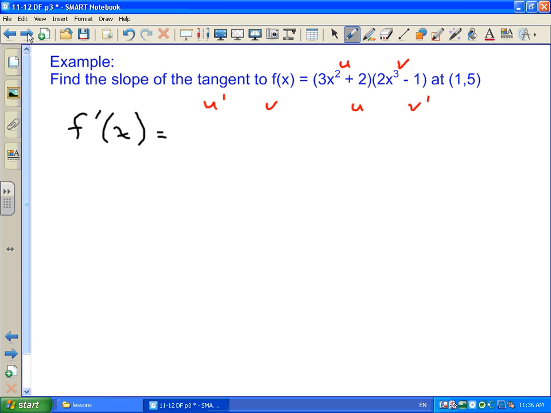Okay, so what's u primed going to be here? Let's bring this down. We get 6x. V, I can just copy over here. It's going to be 2x cubed minus 1. And then I want to add, well, let's keep u the same, 3x squared plus 2. And I want to multiply it by v primed. So what is v primed here? Let's see. We bring down the 3, and we get 6x.